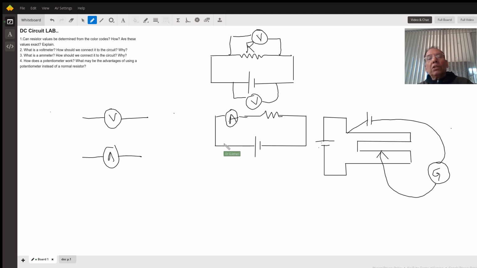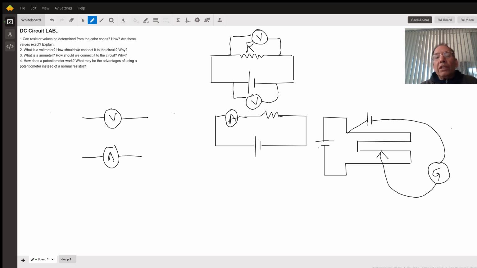And remember, ammeter is a low resistance device. Why low resistance? Because it will not change the value of the current flowing in the circuit. So its value is so small that whatever current is before its connection is almost the same even when it is connected to the circuit.